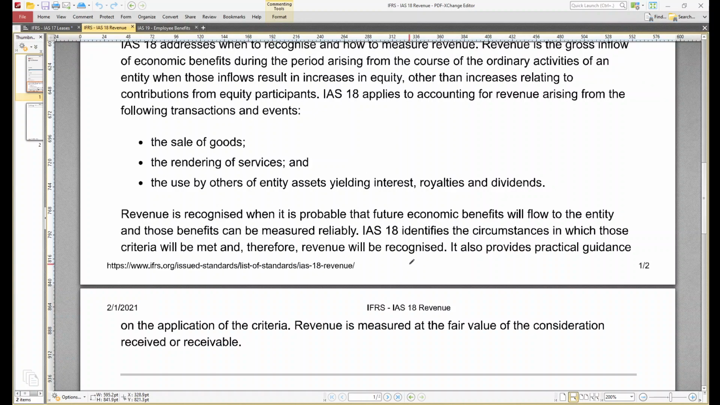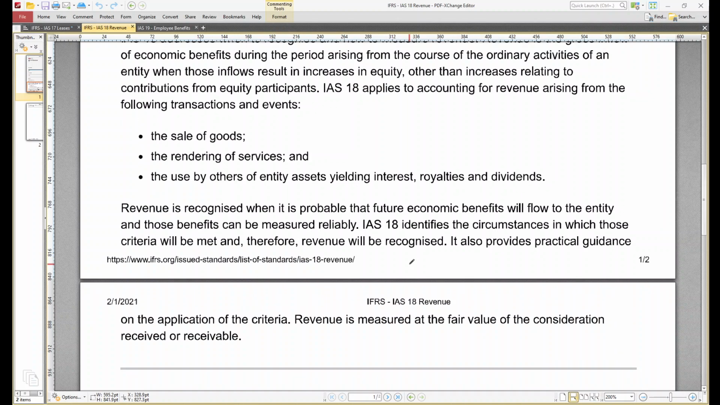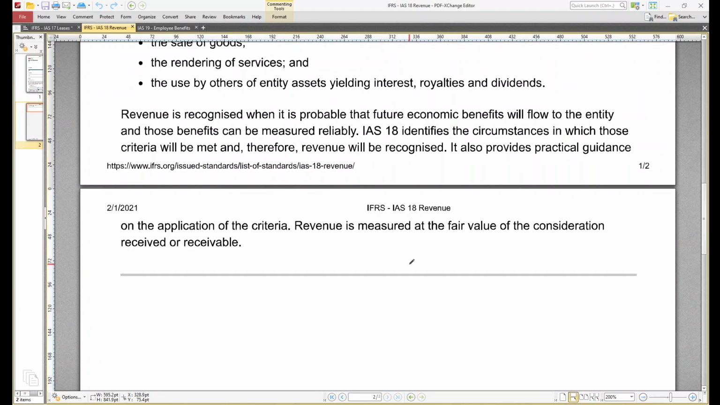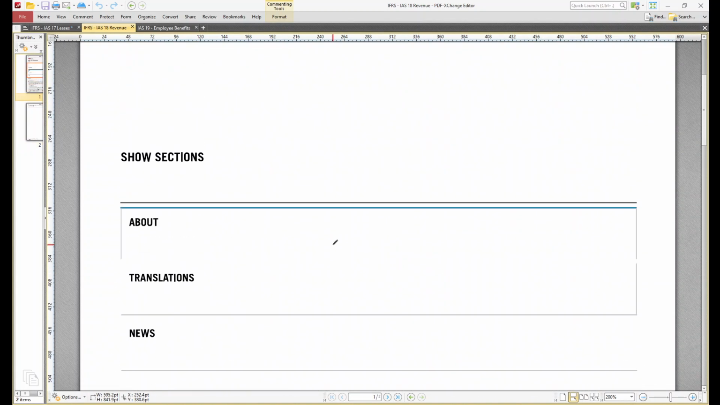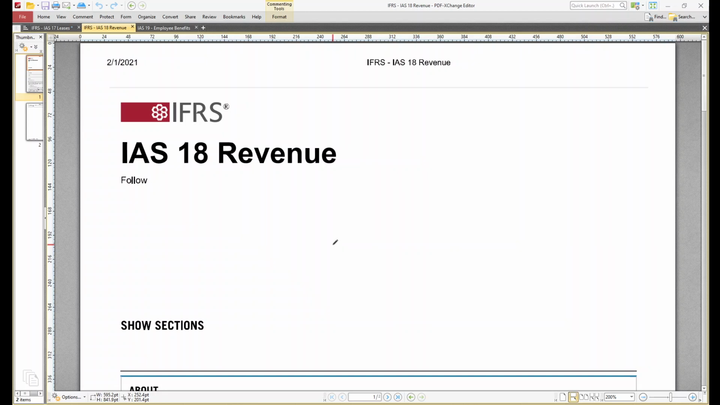And then IAS 18 identifies the circumstances in which those criteria will be met and therefore revenue will be recognized. It also provides practical guidance on the application of the criteria. Revenue is measured by fair value of the consideration received or receivable. And I think that's just it for IAS 18 and IAS 17.